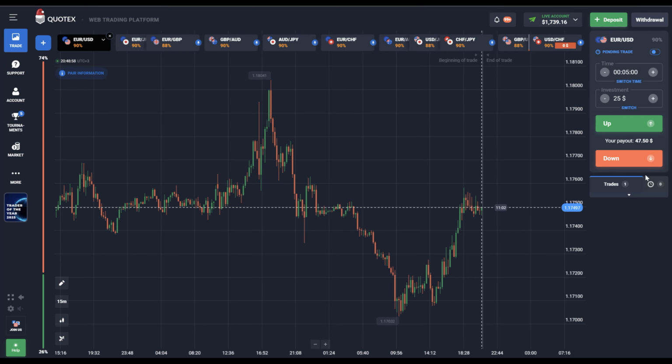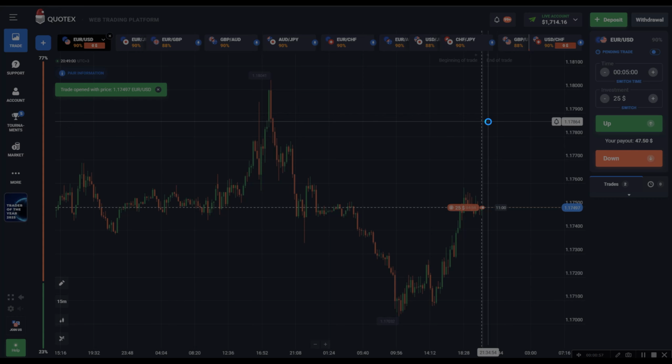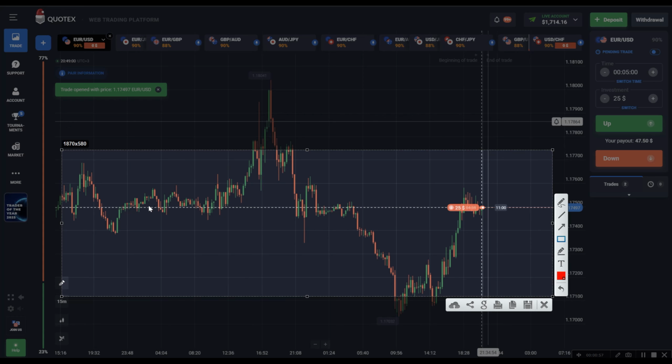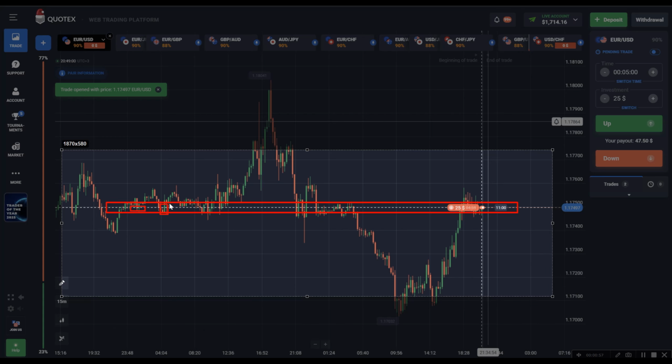Euro dollar, I'm going to open a trade for a downward movement. The price is currently at a resistance zone. You can clearly see that our support and resistance zone has often caused the price to react and reverse. When approaching it, this is a trade for a downward movement.